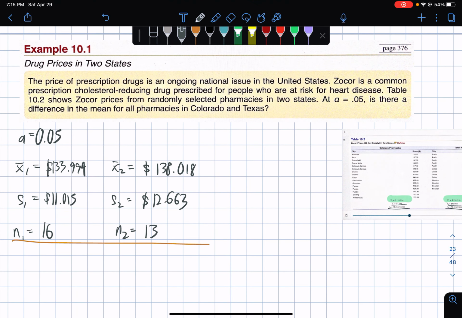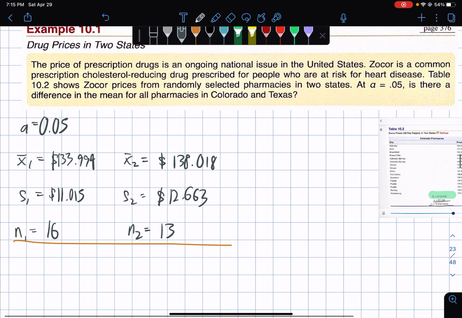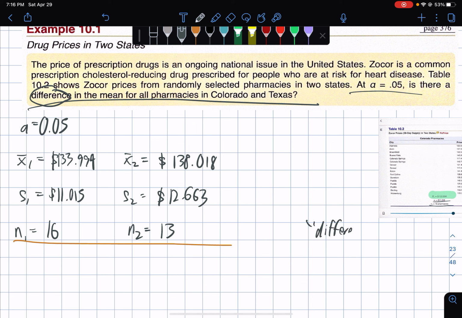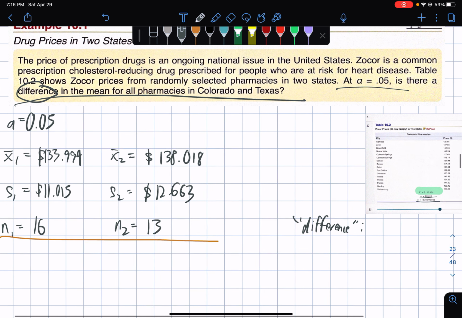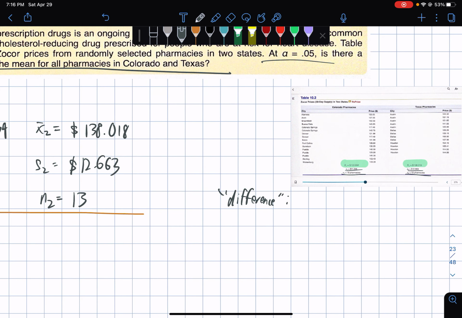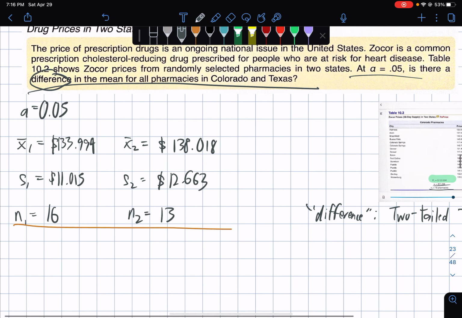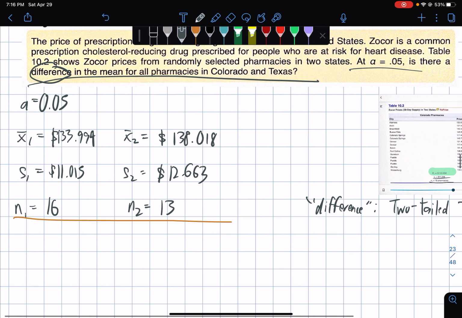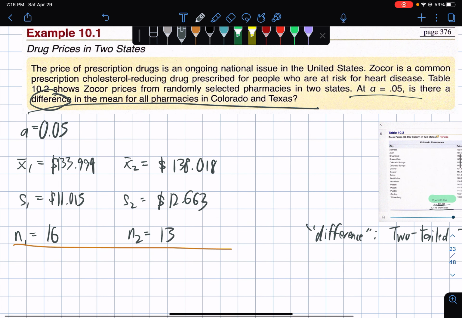So for example 10.1, how do you know which case this is? But before that, let's determine which tail test is applied in this situation. So at a equal to 0.05, is there a difference in the mean for all pharmacies in Colorado and Texas? Is there a difference? That's the keyword, difference. So for difference, that is a two-tailed test. Okay, and which case is this?